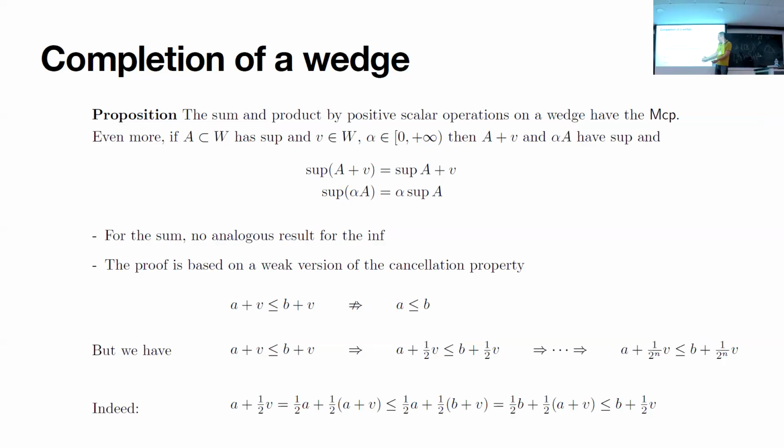And why is this true? Well, it's a basic algebra thing. So basically, A plus 1/2 of B, you write it as 1/2 A plus 1/2 of A plus B. But now you know that A plus B is less or equal than C plus B. Okay? So now you rewrite this as 1/2 B plus 1/2 of C plus B. You use again the fact that A plus B is less or equal than C plus B. Okay. And it doesn't matter if you follow this simple proof or not. But the point is that the full cancellation does not hold, but we have a weak version, strong enough to get it.